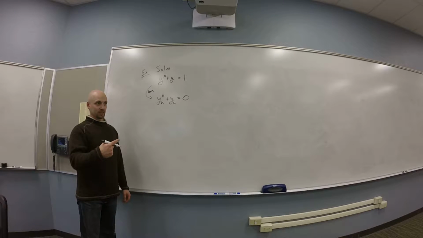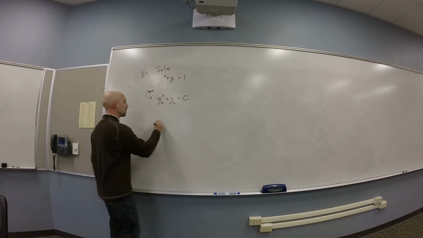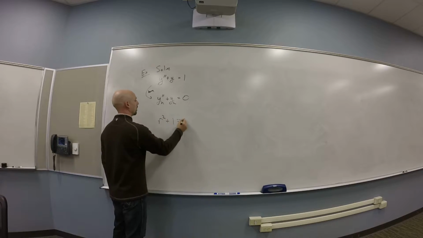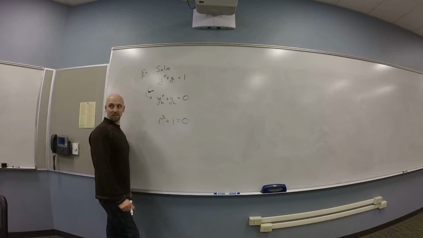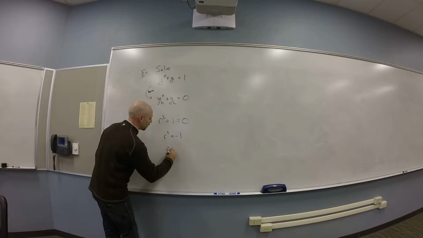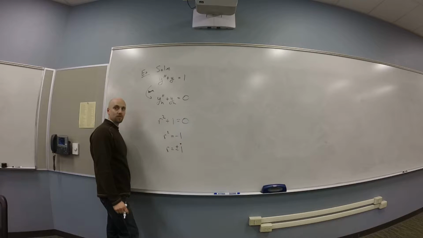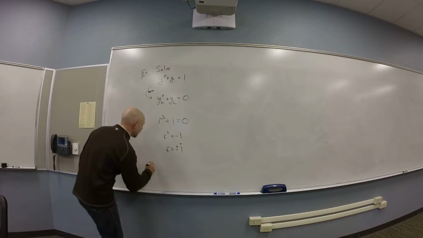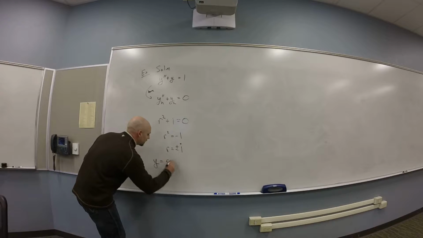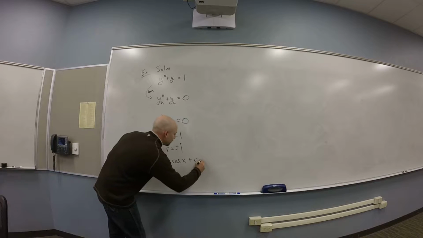How do you solve this? Turn it into r's. So you get r squared plus 1 is 0. r squared equals -1, so r is plus or minus i. So we have the purely sinusoidal, yep, you got a negative discriminant. y is c1 cosine x plus c2 sine x.